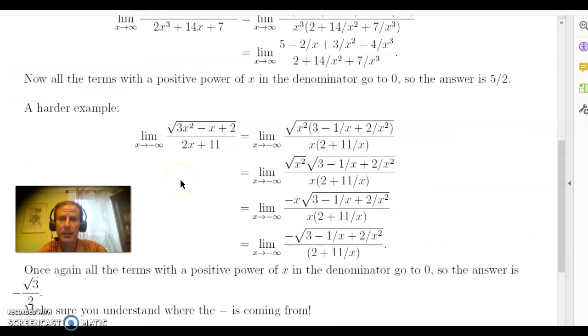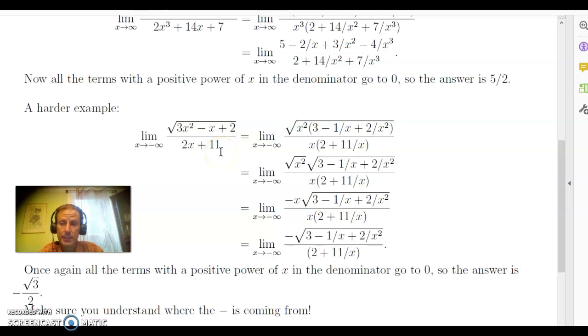These exact same ideas can be used to find the limits not just of rational functions, but of what I like to call radical functions. Radical functions are stuff built out of polynomials, but also with radicals thrown in. For example, a square root or a third root or any type of root. So this is a radical function, and in it we're going to find the limit as x goes to minus infinity of the square root of 3x squared minus x plus 2, all divided by 2x plus 11.